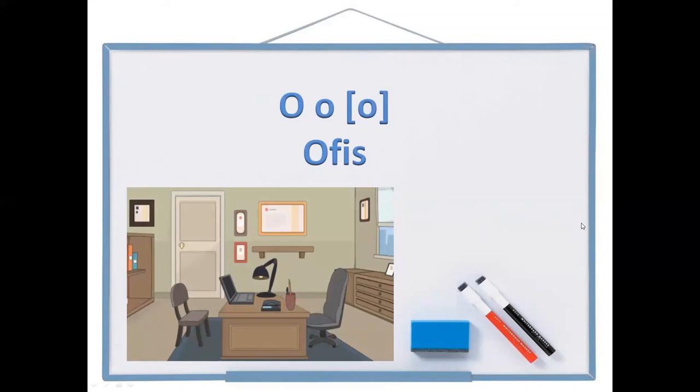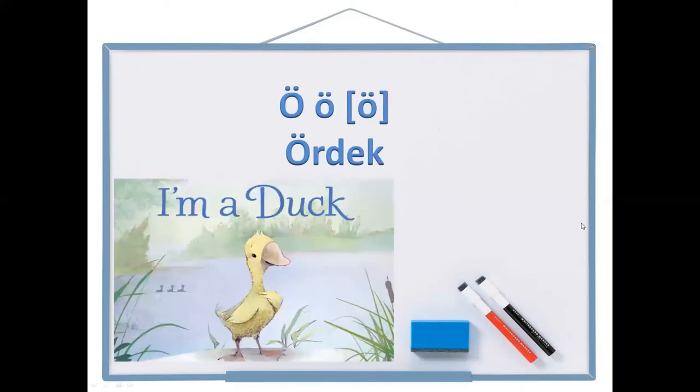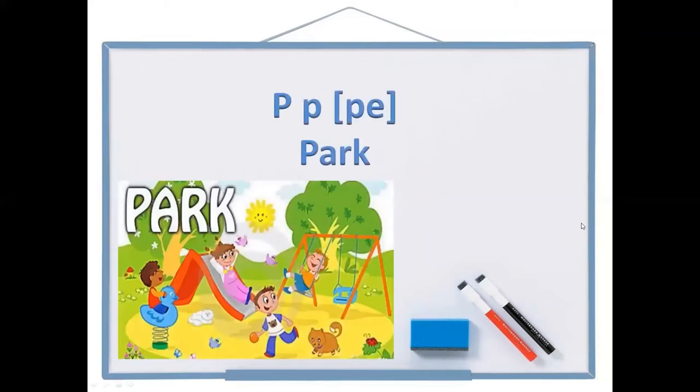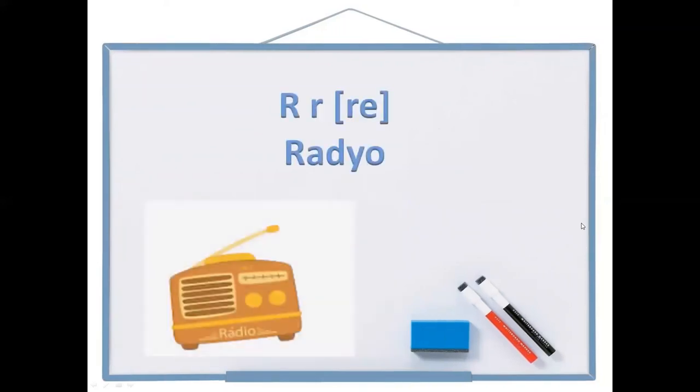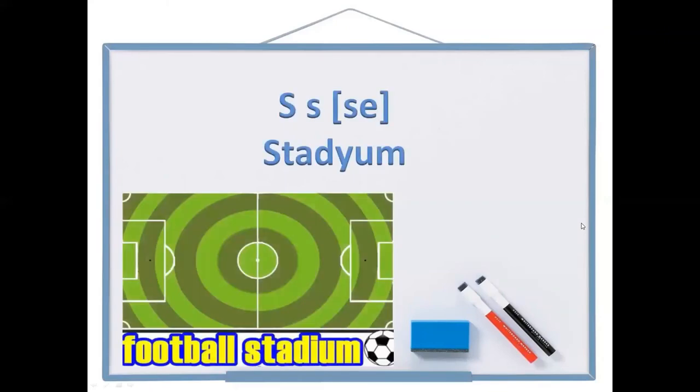And the next one is O. Ofis. O. Ofis. And the next one is the thin version of O with dots. Ö. Ördek. Ö. Ördek. And the next one is P. Park. P. Park. And the next one is R. Radyo. R. Radyo.